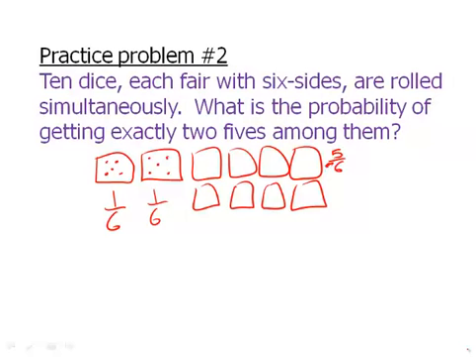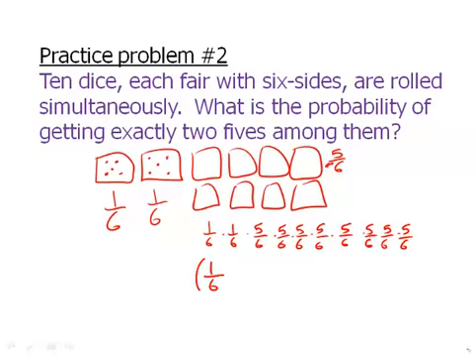Now, of course, all of these are independent, so we can multiply. So one way to say this is 1/6 times 1/6 times 5/6 times 5/6 times 5/6 times 5/6 times 5/6 times 5/6 times 5/6. Okay, we could write all that out. That's a pain in the keister. Much easier to say it this way: 1/6 to the power of 2, 5/6 to the power of 8.